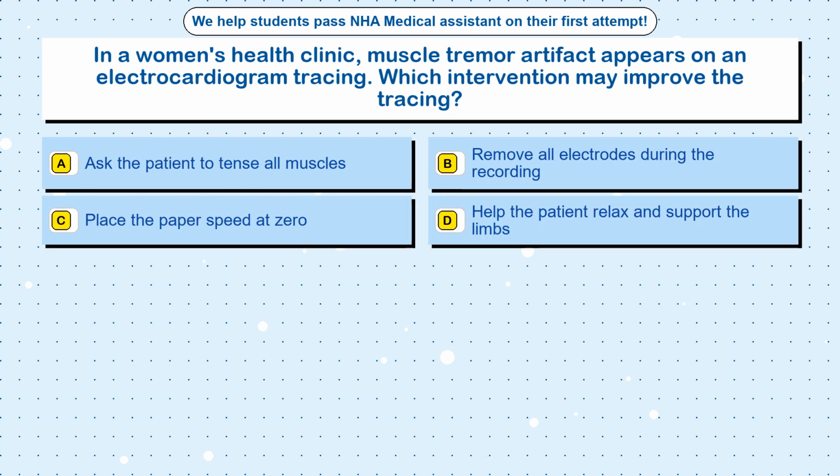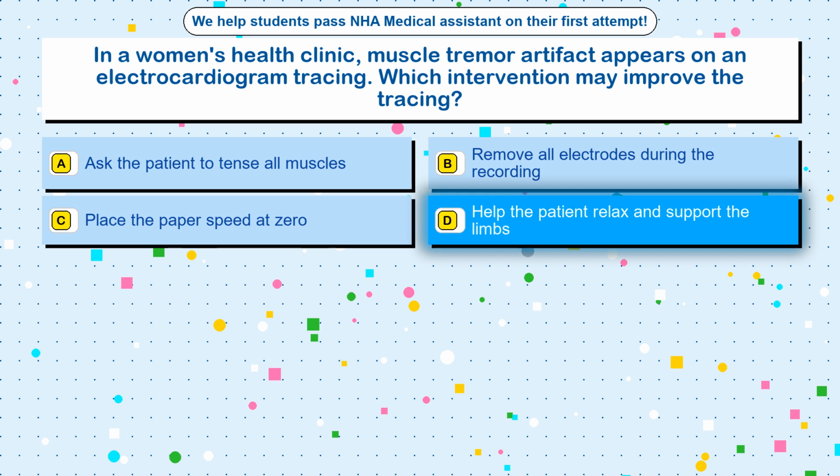Question 73. In a women's health clinic, muscle tremor artifact appears on an electrocardiogram tracing. Which intervention may improve the tracing? Option A. Ask the patient to tense all muscles. Option B. Remove all electrodes during the recording. Option C. Place the paper speed at 0. Option D. Help the patient relax and support the limbs.